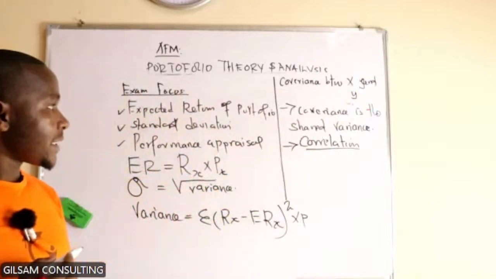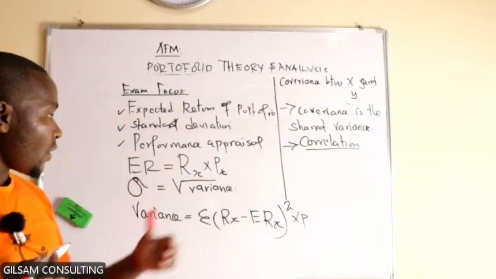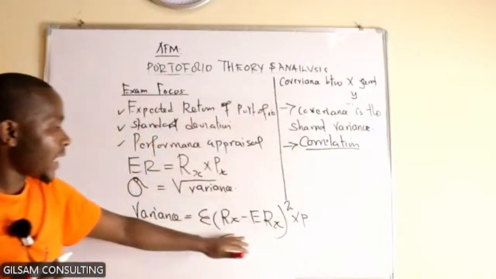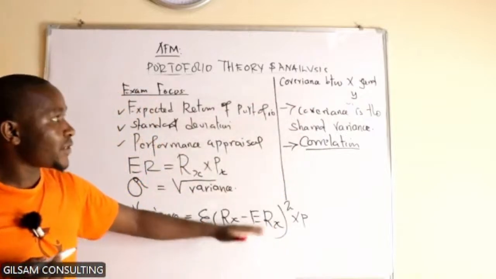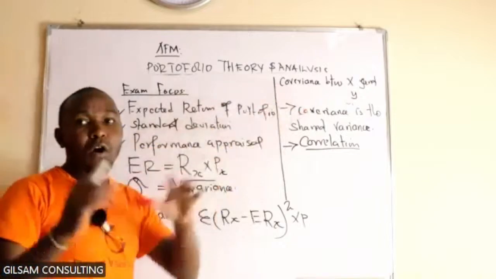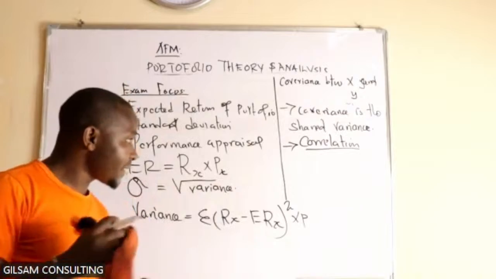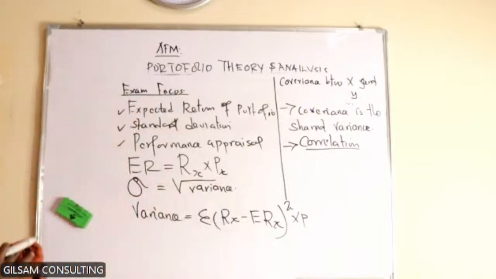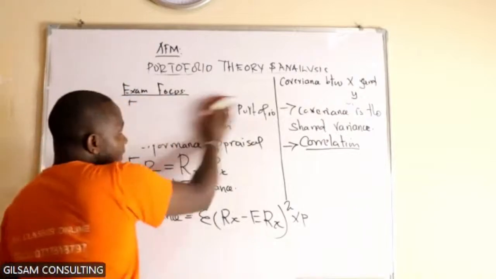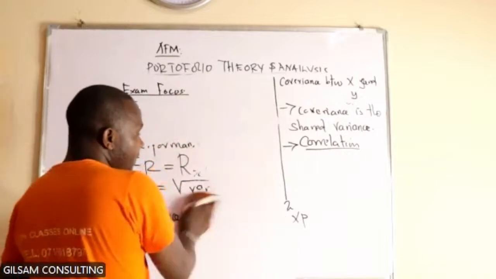So how do we now get the correlation? This is the variance, and this one is the covariance, so we are combining two projects. I think the best way is to have an illustration so that you can easily understand all this.